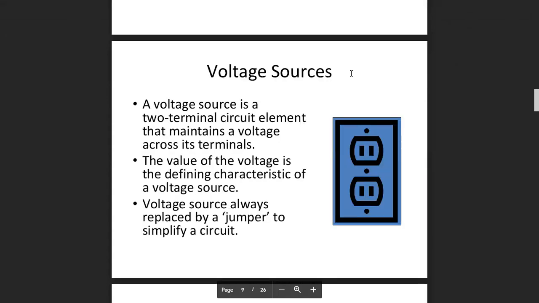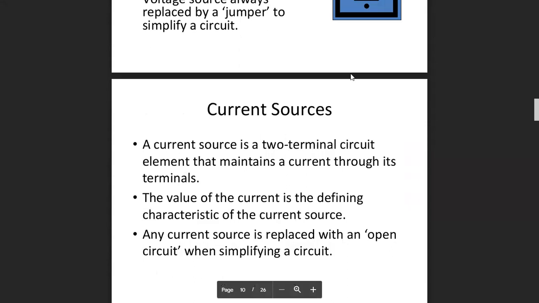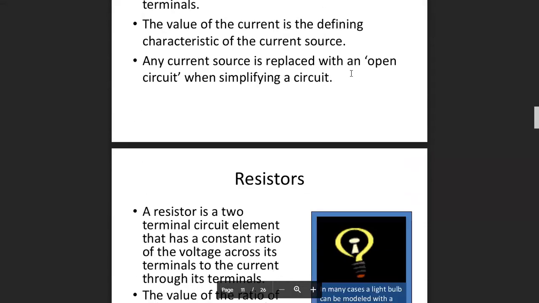Basically, the voltage source that we have in our homes, all of these sources are voltage sources, which maintain a potential between two nodes, which helps the electrons to move from higher potential to lower potential, which we can say is the current flowing. So the voltage source maintains a potential difference, and a current source is a two-terminal circuit element that maintains the current through its terminals. It makes the current flow from one end to the other end of any branch or any circuit.